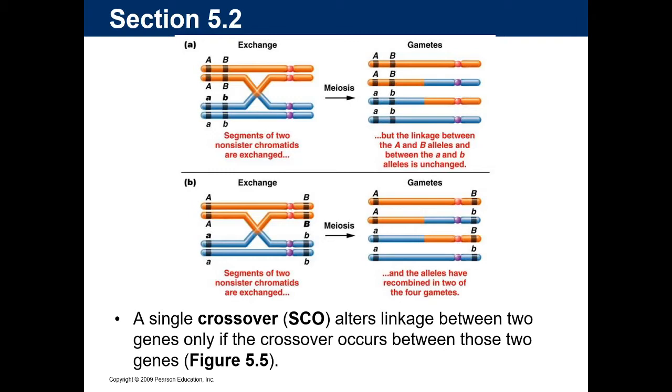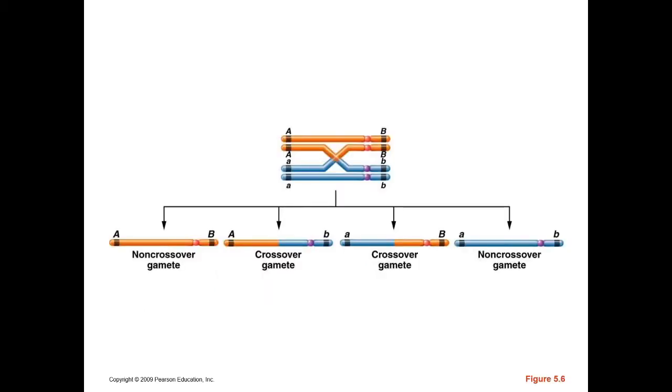But if the crossover happens between A and B, then you might have A and B in a mixture: big A, big B, big A, small b, small a, big B, because in between A and B there is a crossover. Here you can see you can have 4 types of gametes: 2 non-crossovers, big A, big B and small a, small b, and 2 crossover gametes, big A, small b and small a, big B.